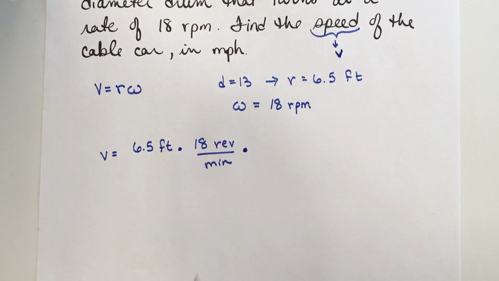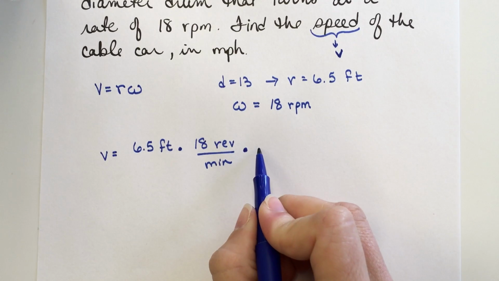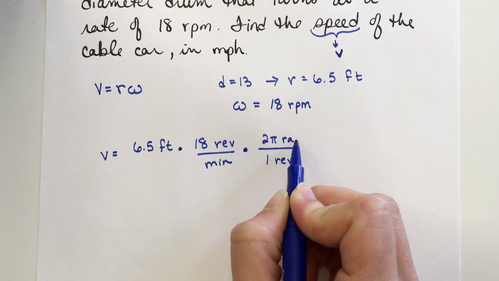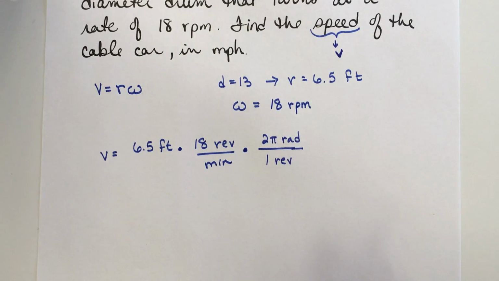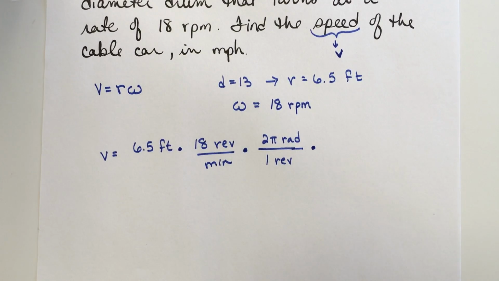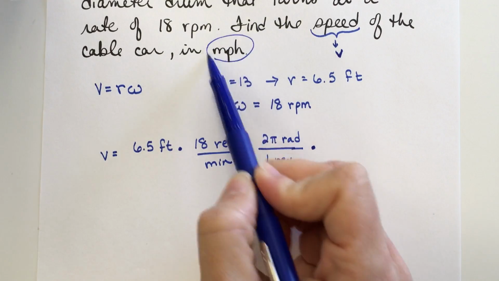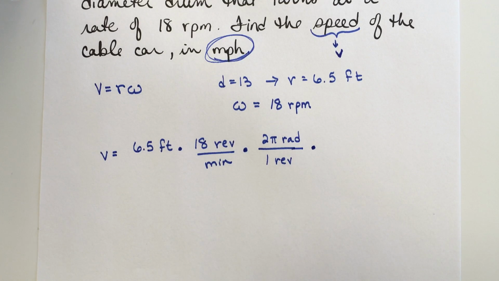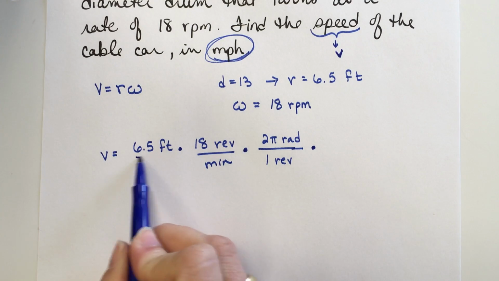Okay, a couple things we've got to deal with here. First of all, we've got to get rid of the revolutions. So let me go ahead and do that. One revolution is equivalent to 2 pi radians. Another situation, or two other situations, we've got to deal with on this particular problem is the fact that they want this in miles per hour, and right now what I'm going to get is feet per minute. So I've got two more conversions to do. I've got to deal with the feet and the miles.